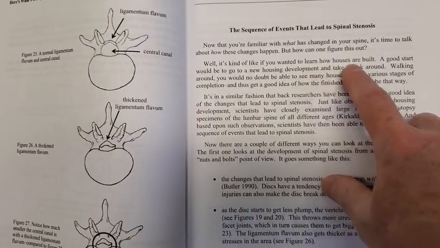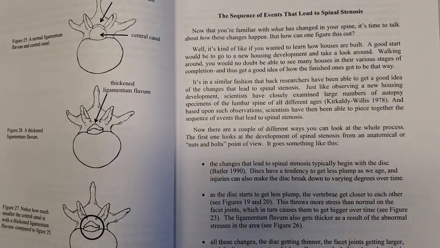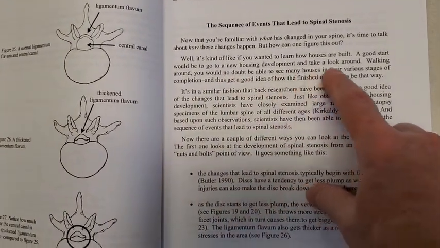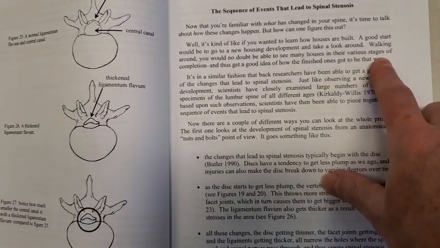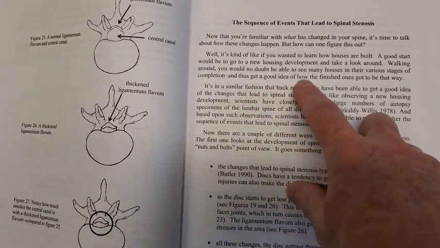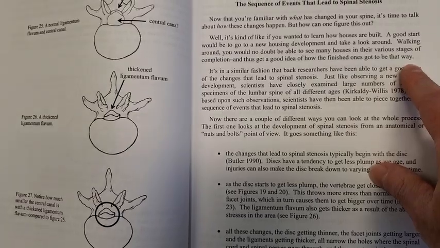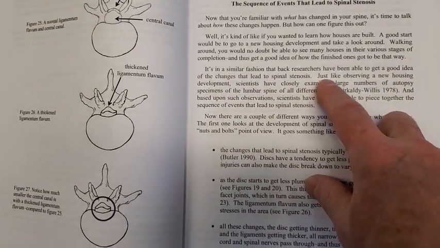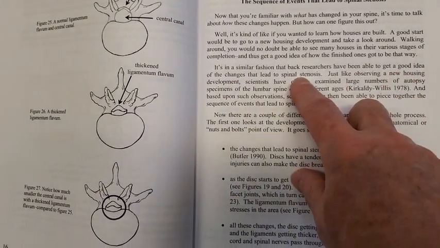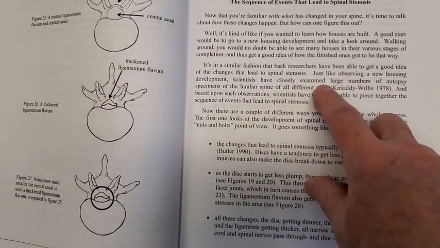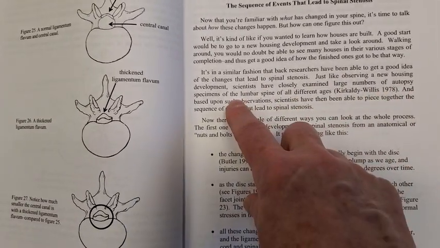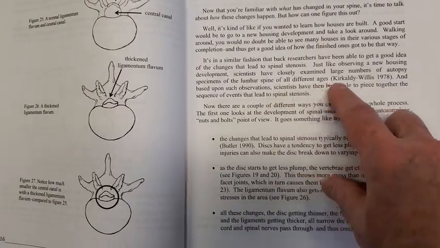Well, it's kind of like if you wanted to learn how houses are built. A good start would be to go to a new housing development and take a look around. Walking around, you would no doubt be able to see many houses in their various stages of completion, and thus get a good idea of how the finished ones got to be that way. It's in a similar fashion that back researchers have been able to get a good idea of the changes that lead to spinal stenosis. Just like observing a new housing development, scientists have closely examined large numbers of autopsy specimens of the lumbar spine of different ages.